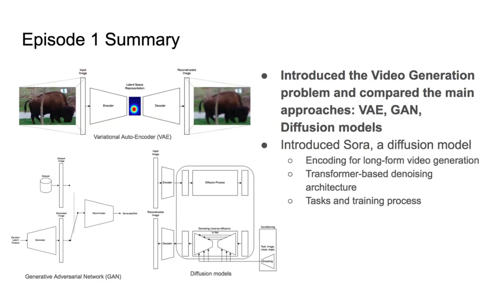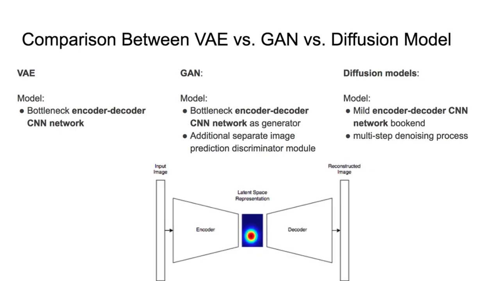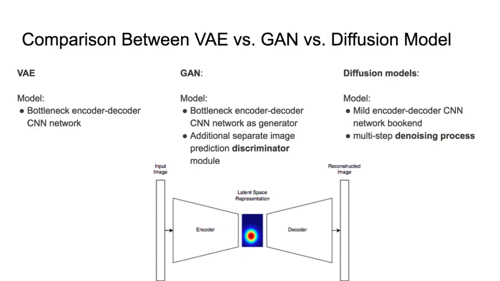In episode 1, we introduced the video generation problem and compared the main approaches, VAE, GAN, and diffusion models. This is the comparison slide from the previous episode 1. The approaches have a few things in common. They all use the same encoder-decoder bottleneck CNN introduced by VAE. However, GAN added a separate discriminator module, while the diffusion model, the most popular among the three approaches, added the more complex multi-step denoising process.